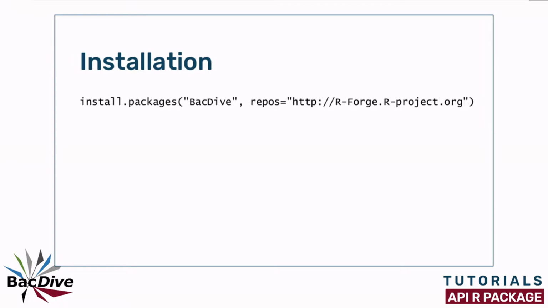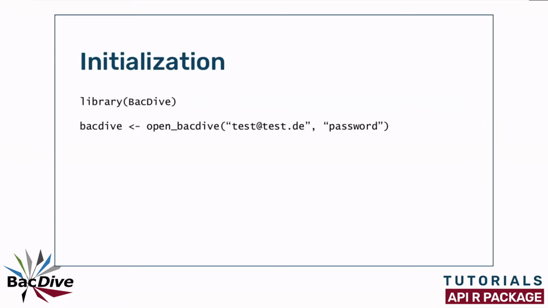The R package is available in the RForge repository and can be installed within an R session using the install.packages function. Once the package is installed, you can load it using the library function. Then you use the open BacDive function with your login credentials to initialize the BacDive client.